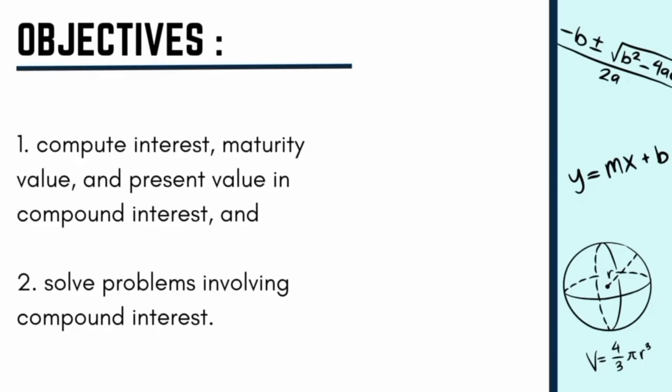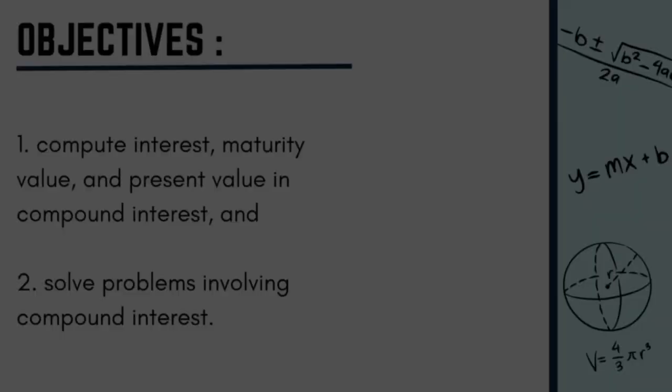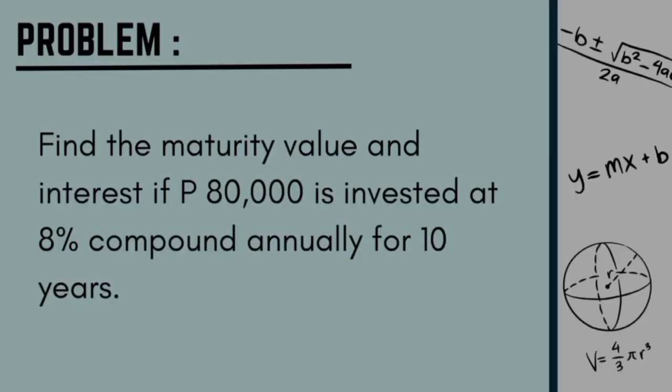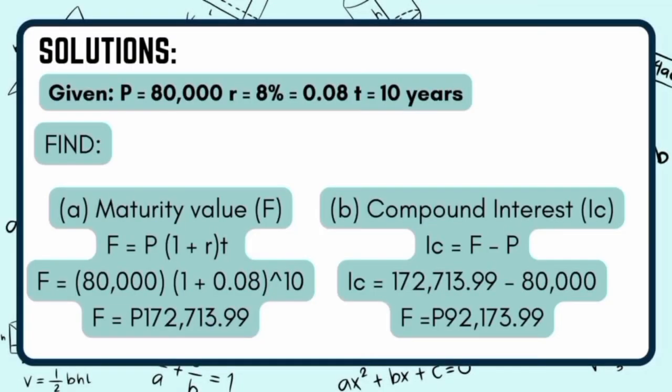So here's our objective. Number 1, compute interest, maturity value, and present value in compound interest, and solve problems involving compound interest. So here's our example problem. Find the maturity value in interest if P is 80,000 is invested at 8% compound annually for 10 years. So our given is P equals 80,000, R is 8%, which we convert into 0.08, and T is 10 years. So we're going to find maturity value in compound interest.